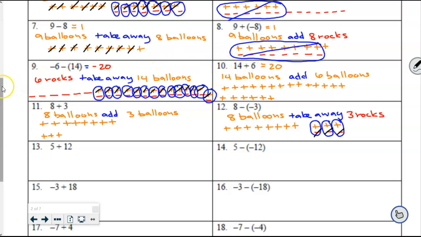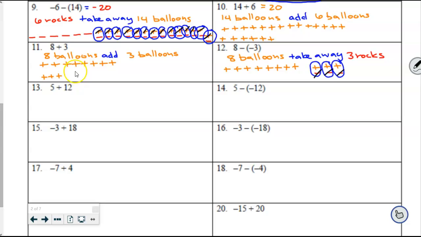Okay. Number 11 and 12. 11 is 8 balloons, add 3 balloons. That's easy. That's like a 2nd grade problem again. 8 balloons, add 3 more balloons. That's just going to be 11 balloons.